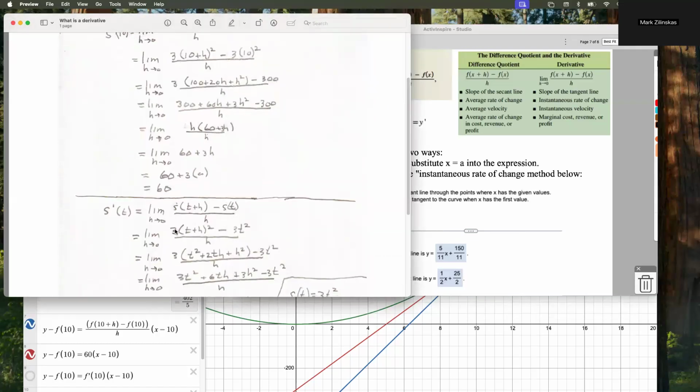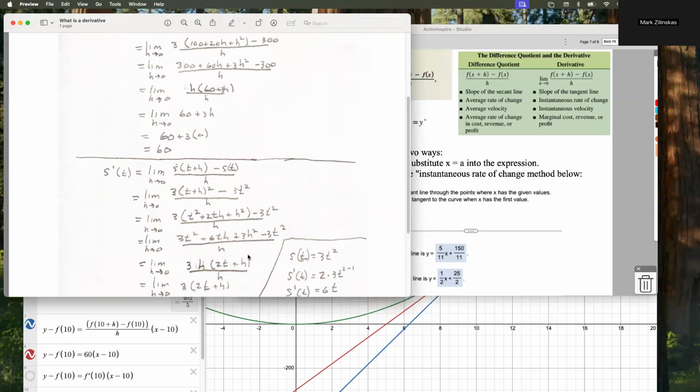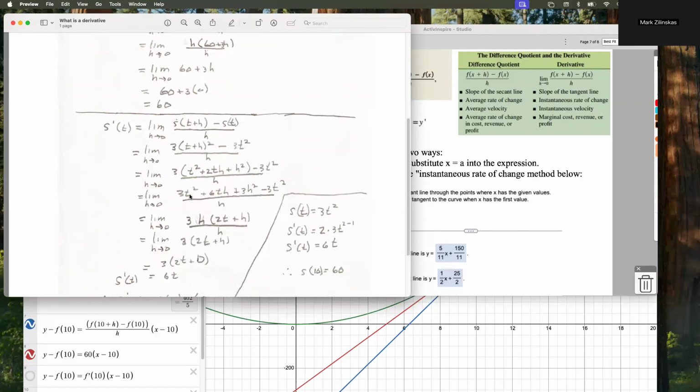But notice what I do here. I'm going to take s of t plus h. So I'm going to, again, use FOIL here. I get t squared, multiply the outside terms. I know I don't have it written out, it would be t times h. The inside terms will be t times h. So I have two of those, and then the last terms will be h squared, minus s of t, which is just 3t squared, distribute by 3. And notice what's happening here.